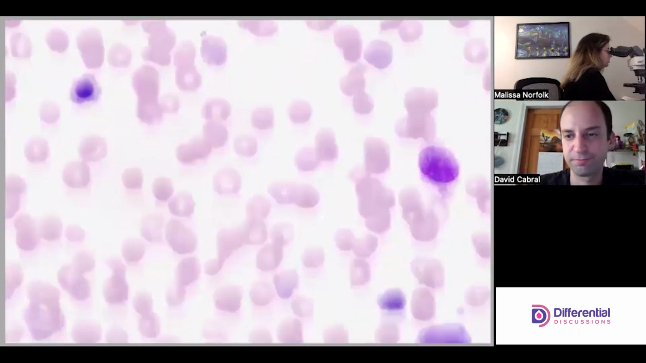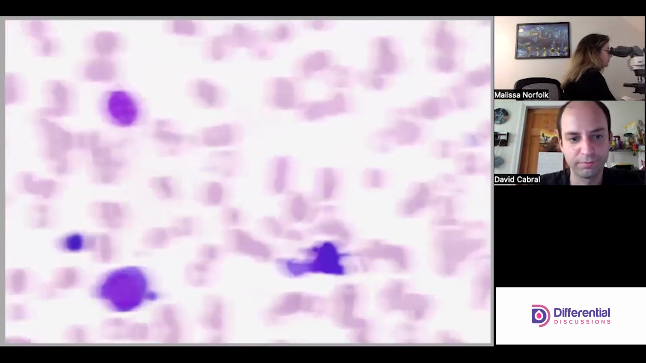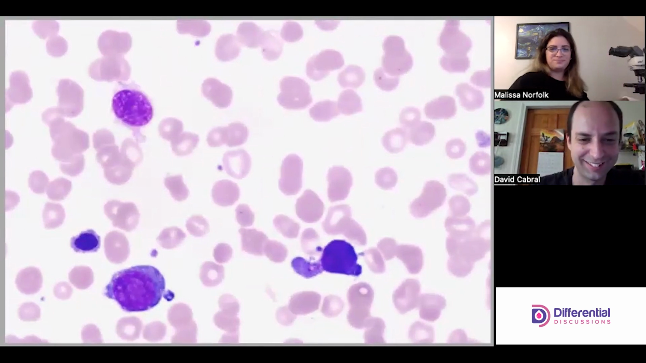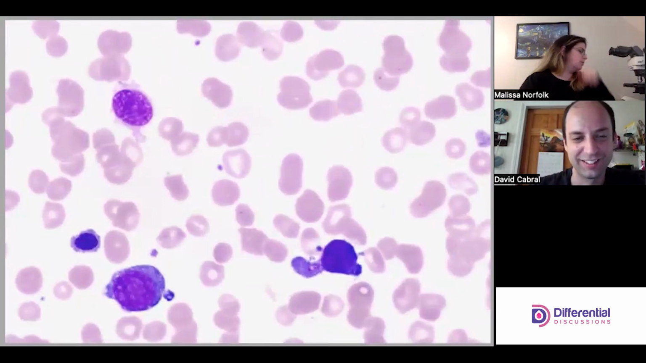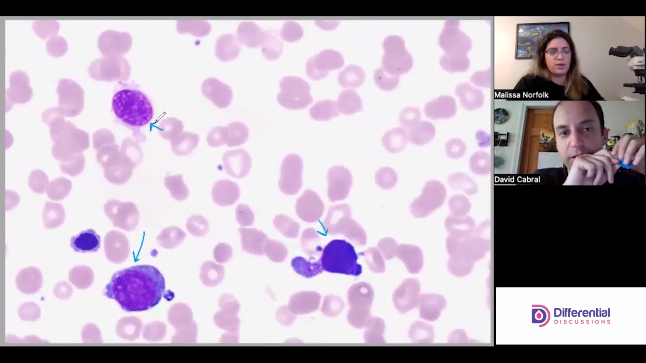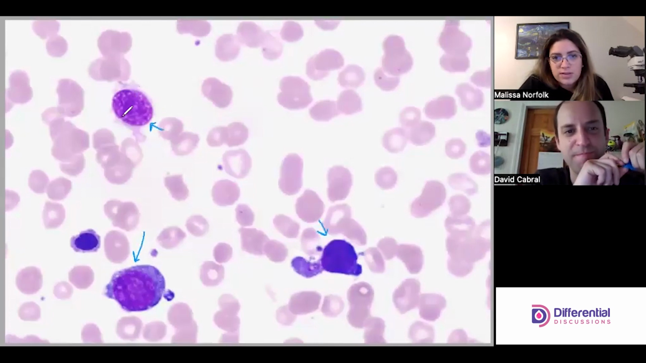Just neutrophils. I'm just looking to see what else we can find. Okay. So it looks like these guys are the abnormals. And then this one looks like a megakaryocyte fragment. That's a great fragment too, isn't it? It actually looks like it stole 2 lobes this time. Looks like they're separated here.